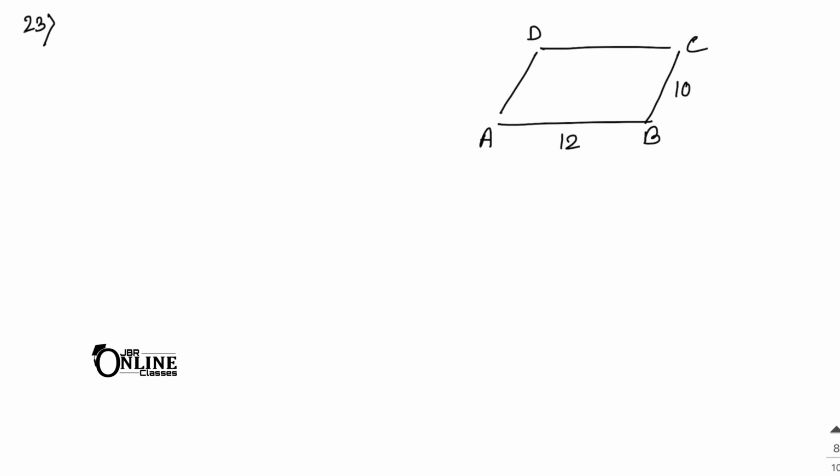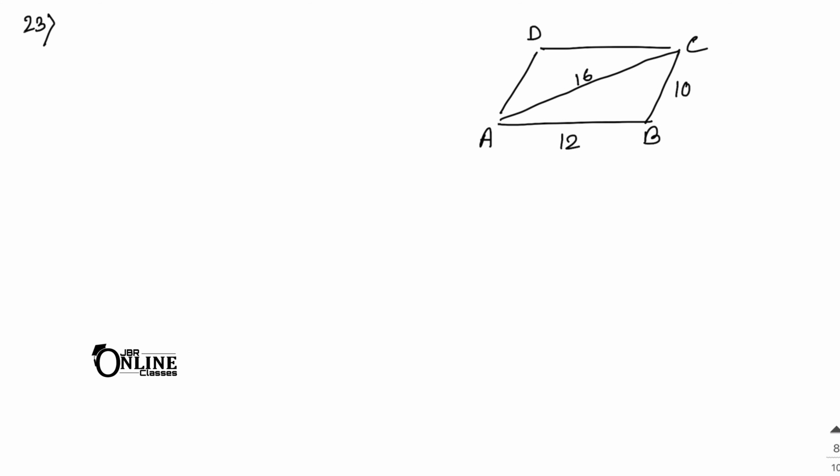So here sum number 23. In sum number 23, ABCD is a parallelogram whose sides AB equal to 12, BC equal to 10 and the diagonal AC equal to 16. So first you have to draw a parallelogram here, as this one A, B, C, D. So here AB equal to 12, BC equal to 10 and AC, the diagonal, equal to 16. Clear? Find the area of the parallelogram.